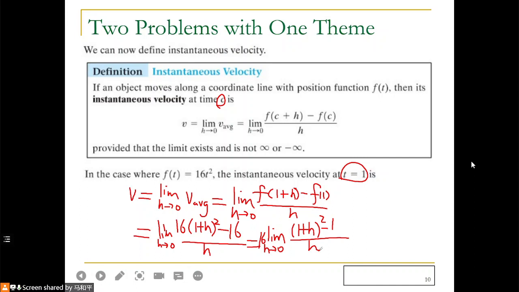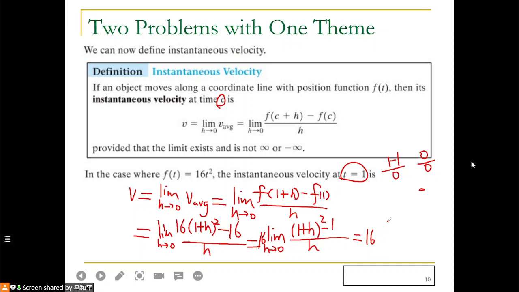And now how to calculate this limit? We can find when h approaches 0, the denominator approaches 0, right? And the numerator, when h approaches 0, is 1 minus 1, which is 0. So it's 0 over 0 form, right? But this is not the answer. And now how to calculate it?